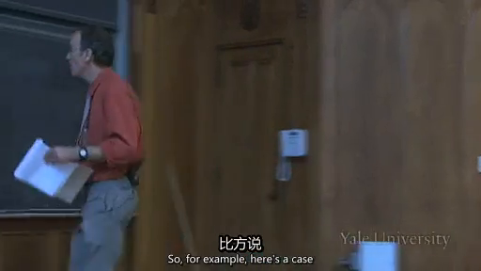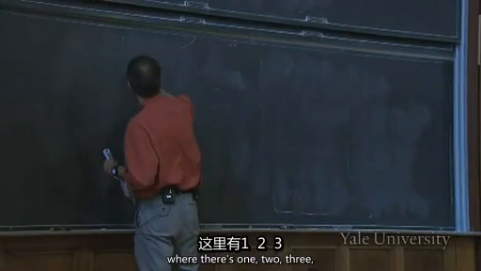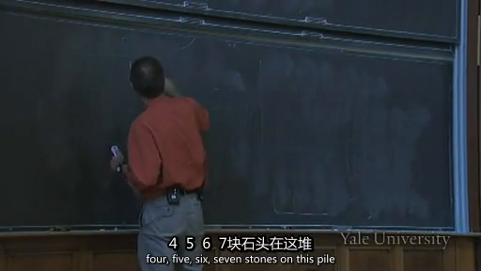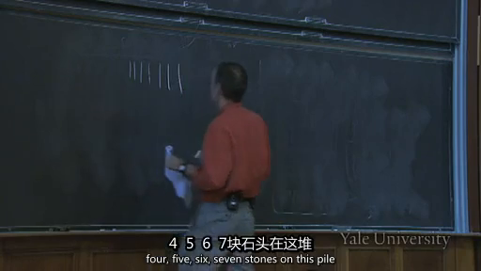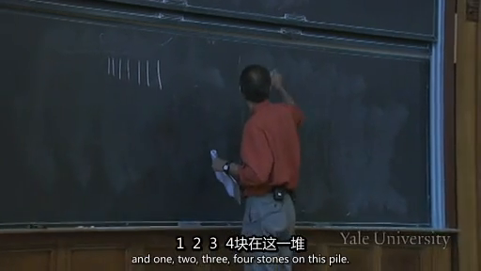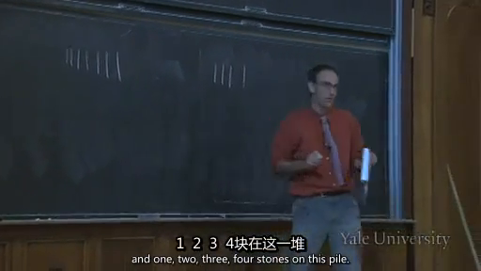All right, so for example, here's a case where there's 1, 2, 3, 4, 5, 6, 7 stones on this pile, and 1, 2, 3, 4 stones on this pile.